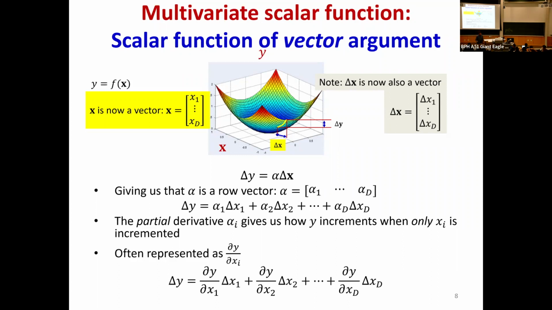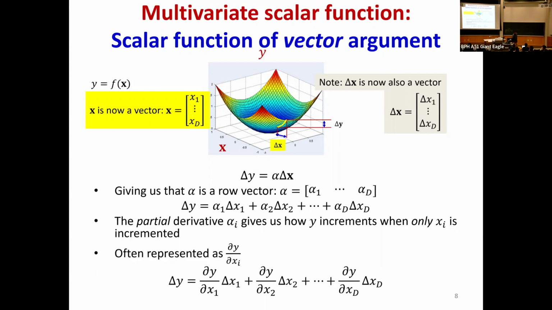What is the relationship between the two? For a small enough delta x, meaning the step is small enough, I can write delta y equals some alpha times delta x. What is the alpha here? The derivative, right? So now alpha is the derivative. What does alpha consist of? I have not asked that question yet.